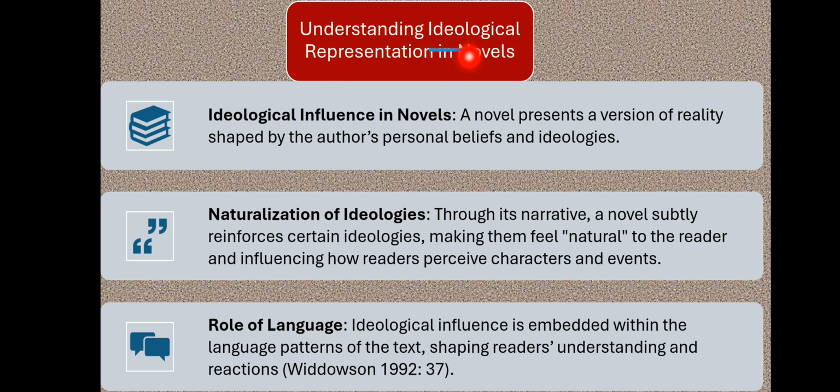So, understanding ideological representation in the novel. Ideological influence in the novel. A novel presents a version of reality shaped by the author's personal belief and ideology. So we see stories and we see reality, or a novel is actually a representation of reality, a version of reality. And this version of reality is shaped by the author's personal belief and ideology.